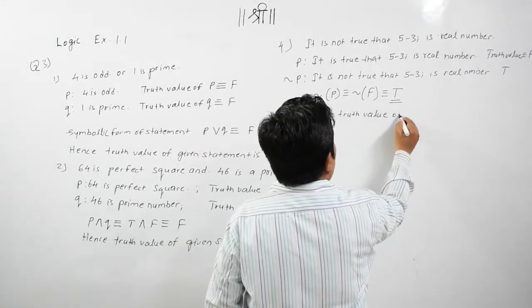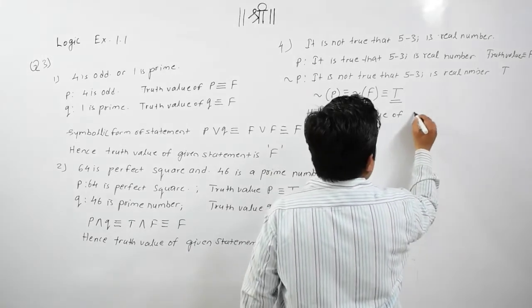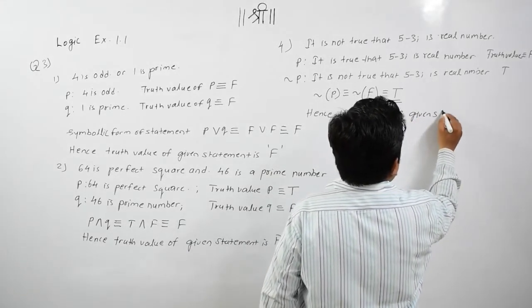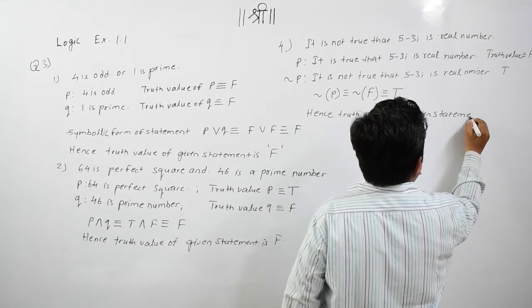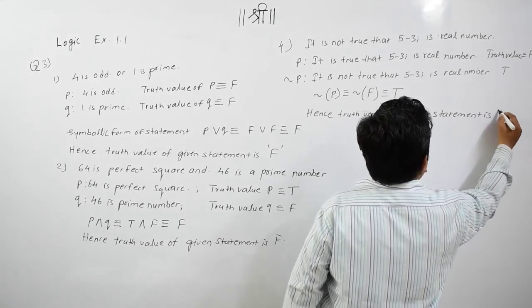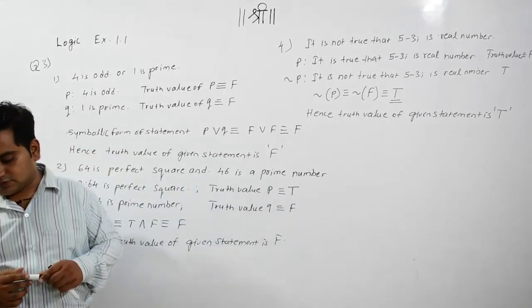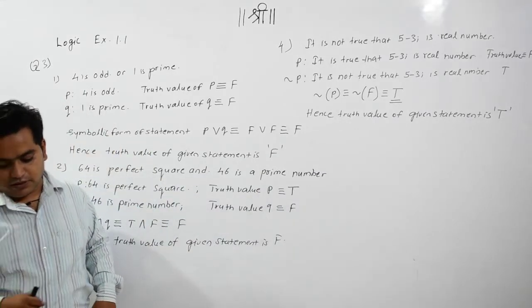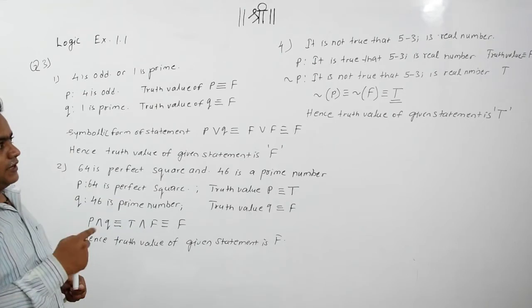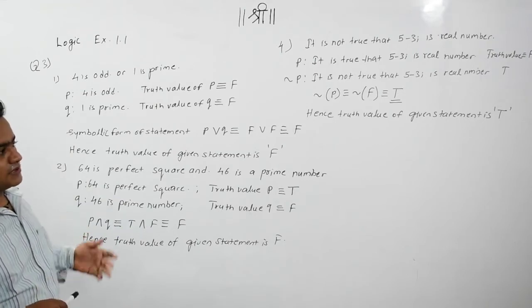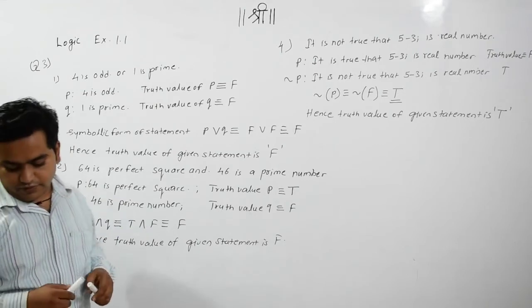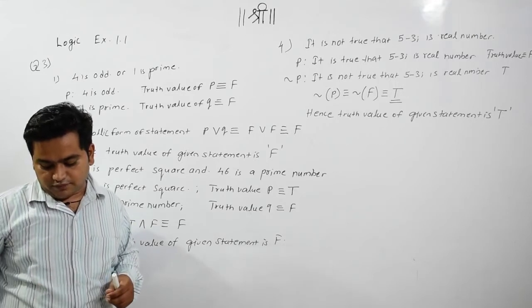Hence the truth value of the given statement is true. Okay, so hope you understood. Again, this was a very crucial example which was quite related to negation. Now the next step is what? We need to move further to question number 5.